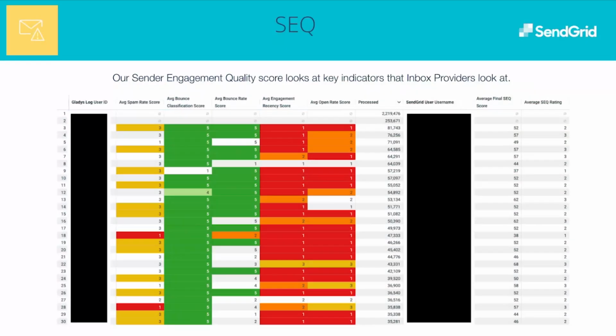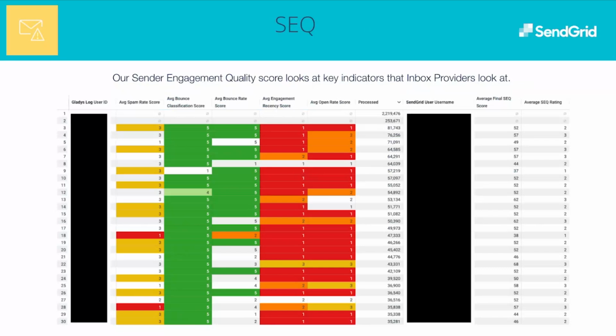So we've been touching on spam complaints quite a while, but we also should be looking at some of the other key indicators. And I know there's a lot of information here on this page. What we're looking at is the sender engagement quality score. This is a new tool from our ESP where we are essentially assigning a score to each sender based on a number of different metrics that we know inbox providers are looking at.